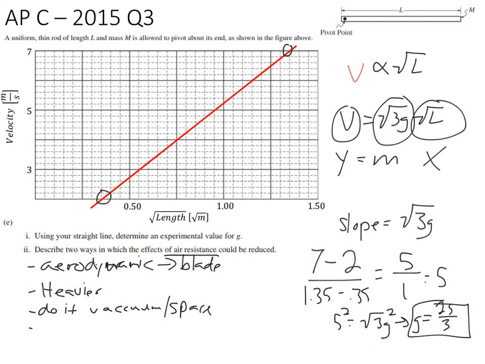And then another one, because you want to try and limit how much this rod is interacting with the air, you can make the rod shorter. The one reason why we want a heavier rod, just explain that one. A heavier rod would make it so that the frictional force, the drag force, doesn't affect the speed as much.